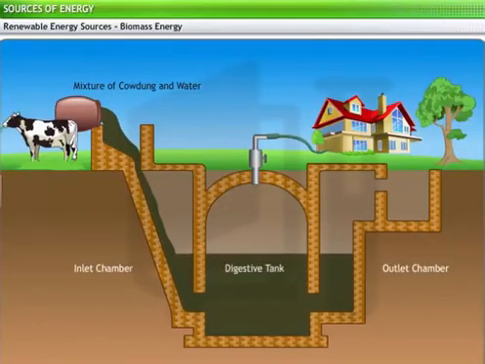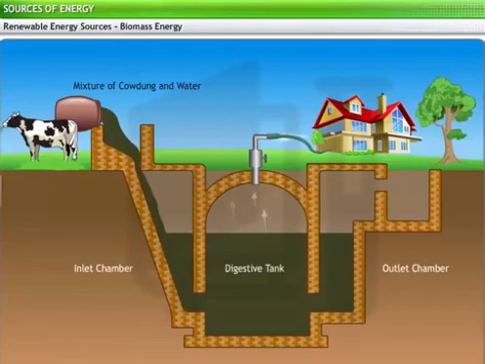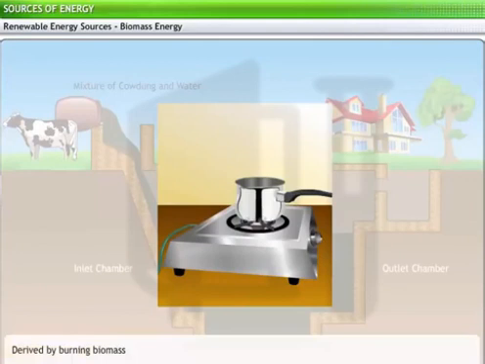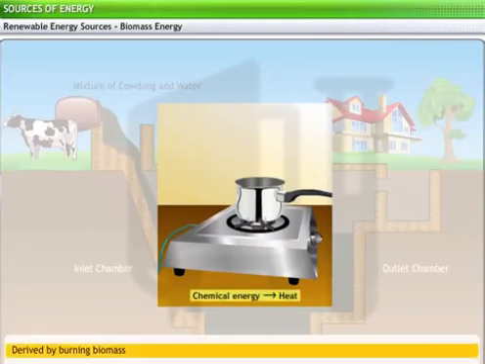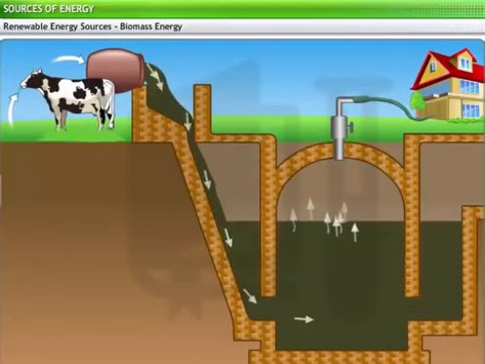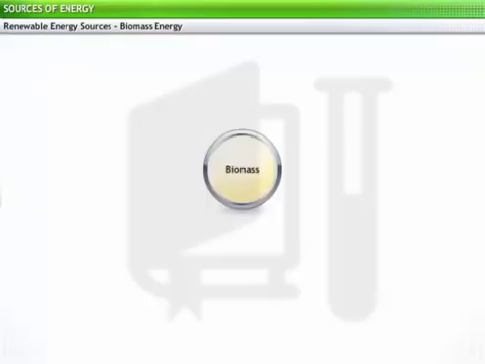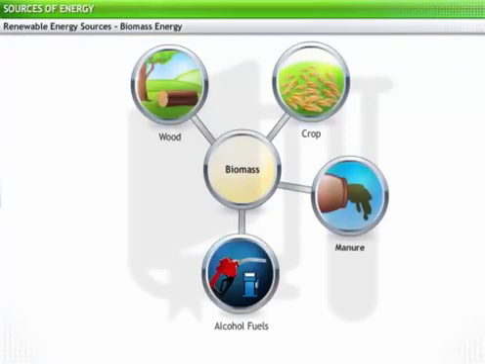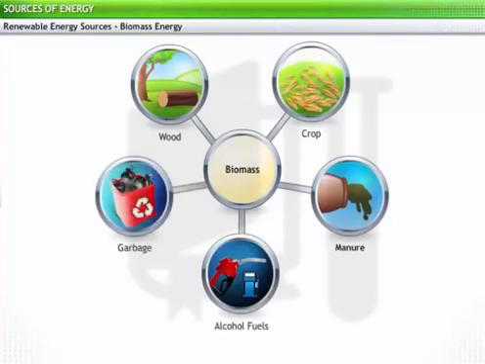In rural areas, we often see small-scale biogas plants, supplying gas and heat to households for domestic use, such as cooking and heating. These plants derive bioenergy by burning biomass in the form of cow dung and converting the chemical energy stored within into heat. Biomass is a renewable, man-made source of energy. Other examples of biomass are wood, crop, manure, alcohol fuels, and garbage.